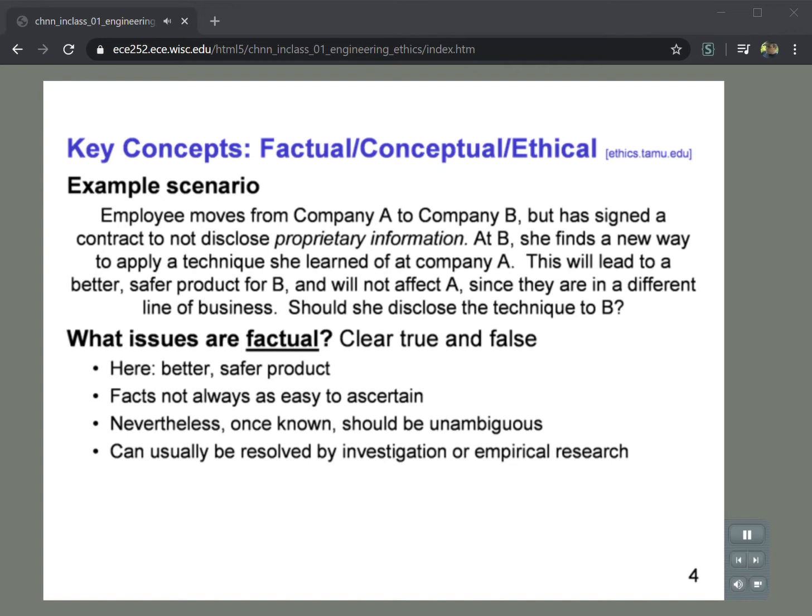But in general, these factual issues should be things that we can extract out fairly unambiguously, and we can usually resolve them by further investigation or by doing some empirical research to validate or verify any assertions in the scenario. So these are the things that we as engineers and mathematicians and scientists should be pretty comfortable with trying to get to the bottom of in a scenario like this.